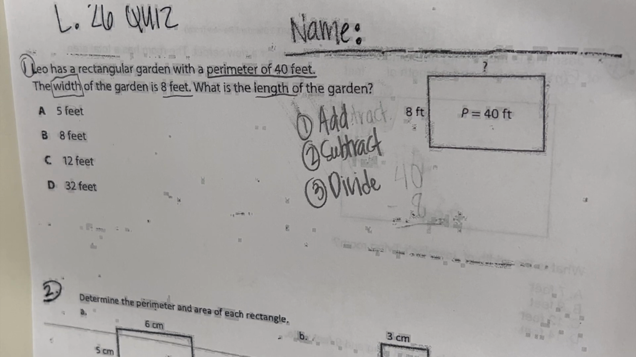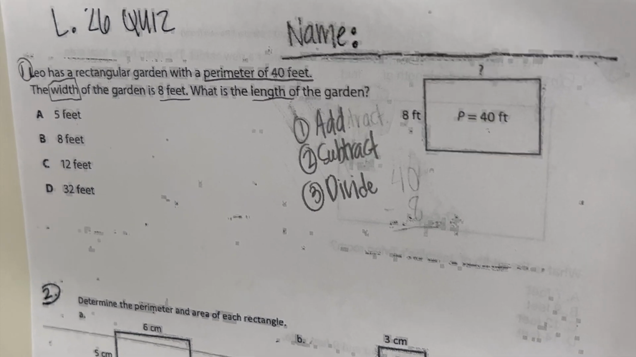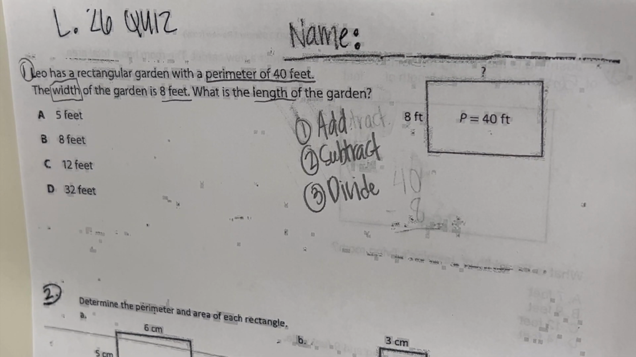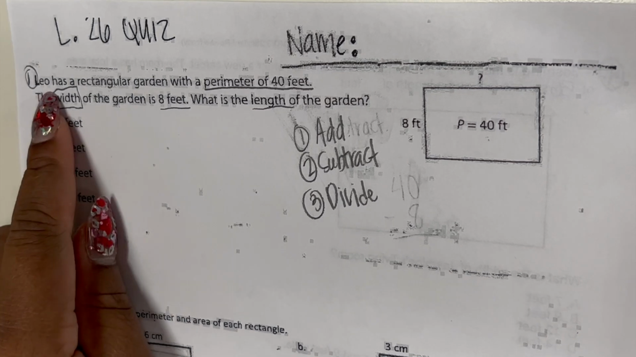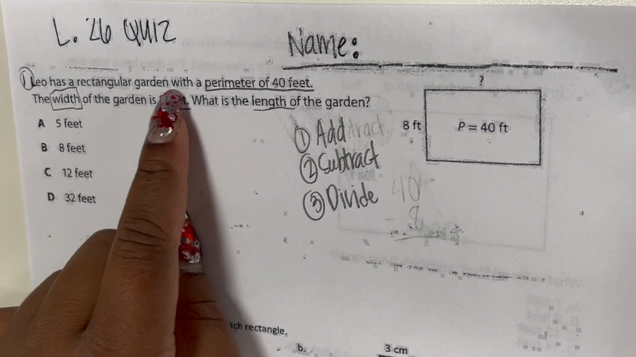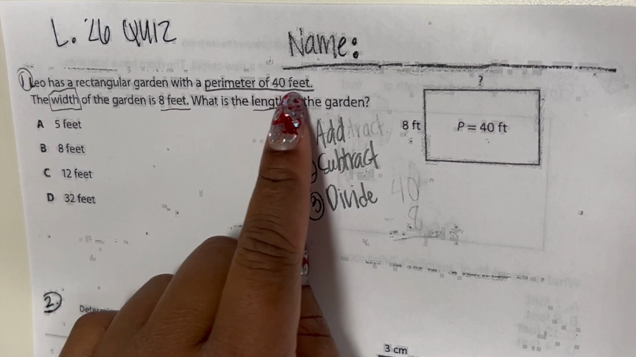The second type of question is a question that gives you the perimeter and wants to know either the length or the width. And then the third type of question is a question that gives you the area and wants you to find either the length or the width. So I'm going to go through each one of those and talk about the steps so that we're all on the same page. Okay. Leah has a rectangular garden with a perimeter of 40 feet.